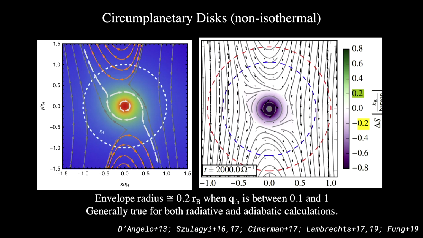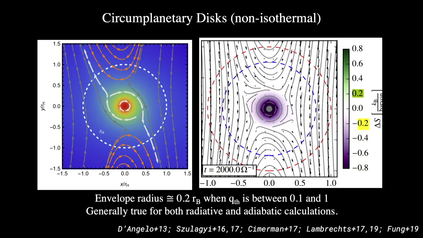And then for radiative or adiabatic calculations, we have a disk envelope that is something like 20% of the Bondi radius for Q thermal between 0.1 and 1. There is more work on different parameter space, but I believe this is the one that has the most consensus in the literature. In this parameter space, the envelope size is something like 20% of the Bondi radius.